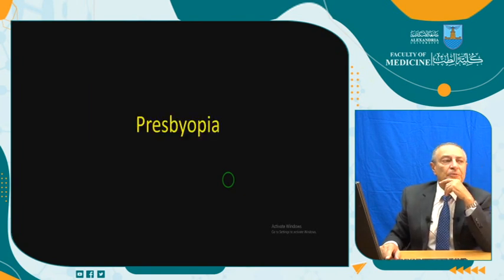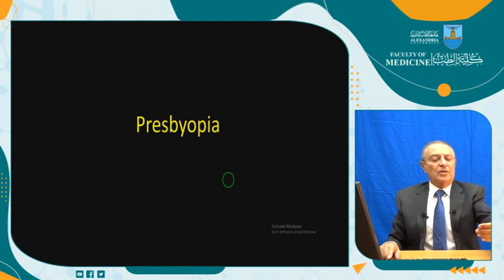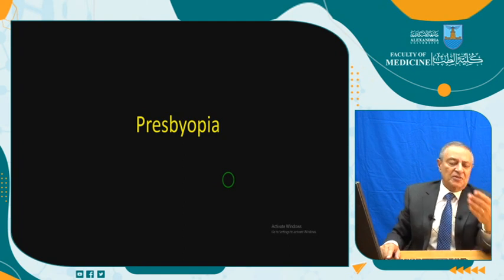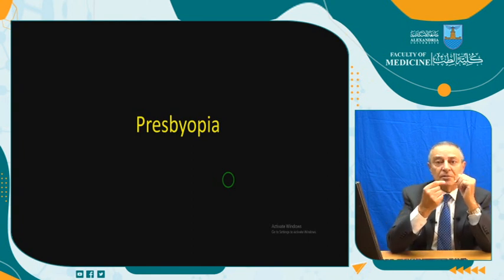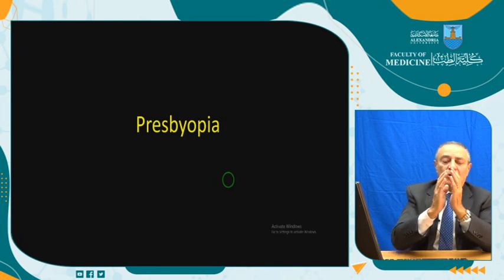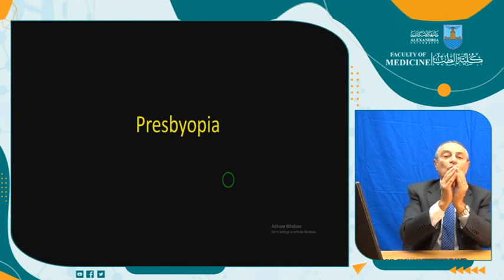What is presbyopia? By definition, presbyopia is a recession of the near point further away from me to become beyond the comfortable distance for reading or seeing near objects. Why does this happen? Because the lens is getting older with age. The lens inside our eye is getting more sclerotic, more hard, incapable of doing accommodation.